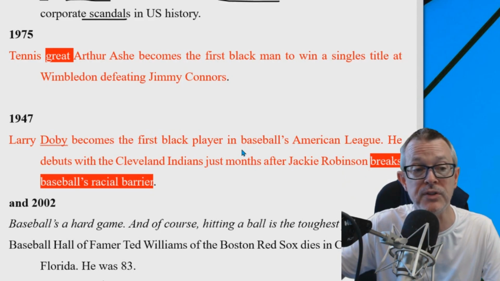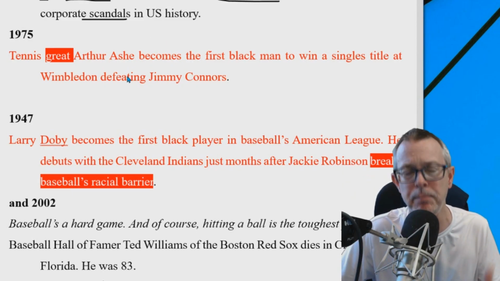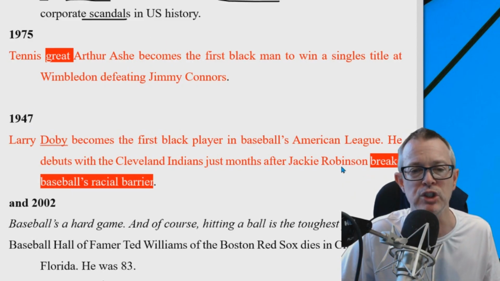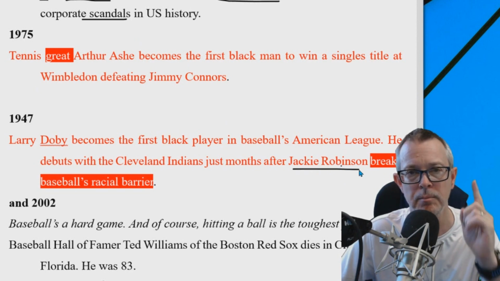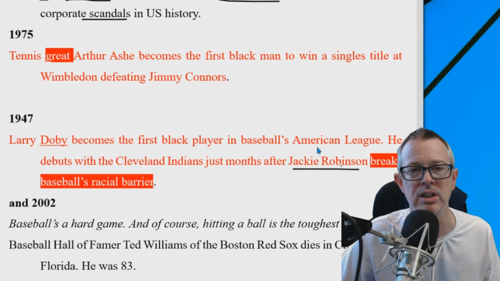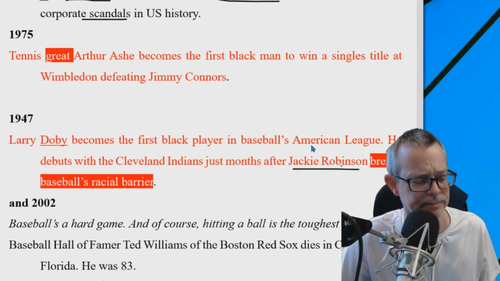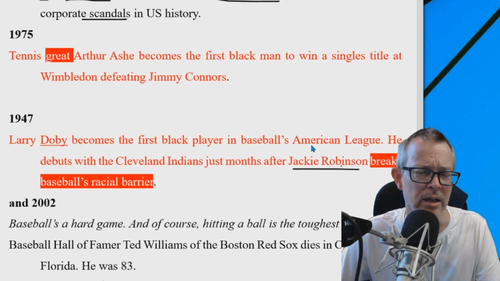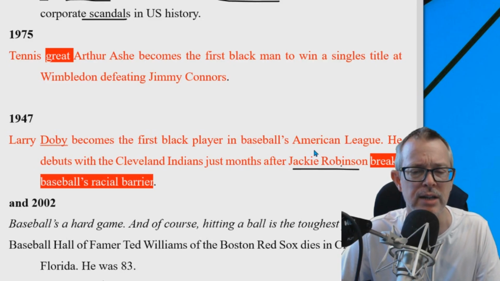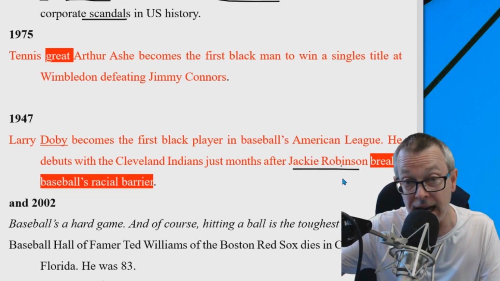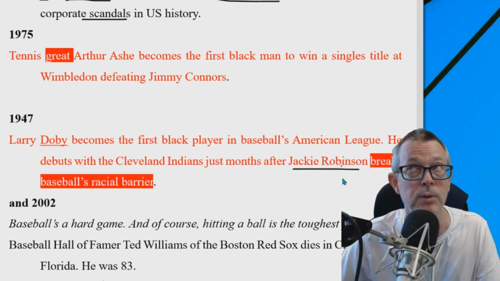So a few months, so this is July, and in April of 1947, Jackie Robinson became the first black baseball player in America's Major League Baseball. And he played for the National League. I think it was the Brooklyn Dodgers is who he played for. The Dodgers obviously went to LA, but I believe it was the Brooklyn Dodgers where he started in the National League.